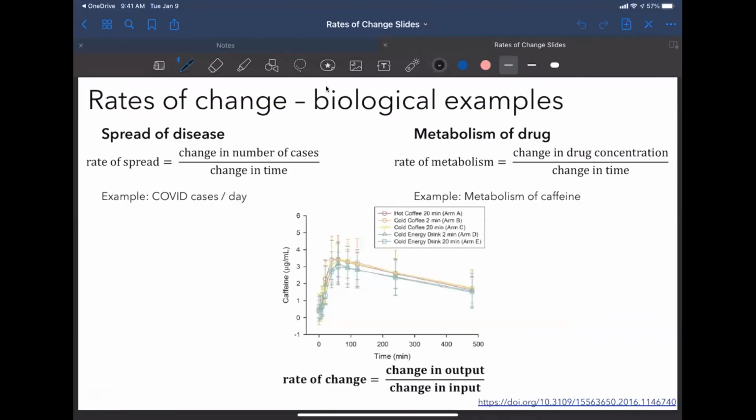Another example of rate of change is the metabolism of a drug. The rate of metabolism is the change in drug concentration over the change in time. An example of this is the metabolism of caffeine. In this example, what we are looking at is the change in the concentration of caffeine over some period of time. In this example here, it is over minutes.